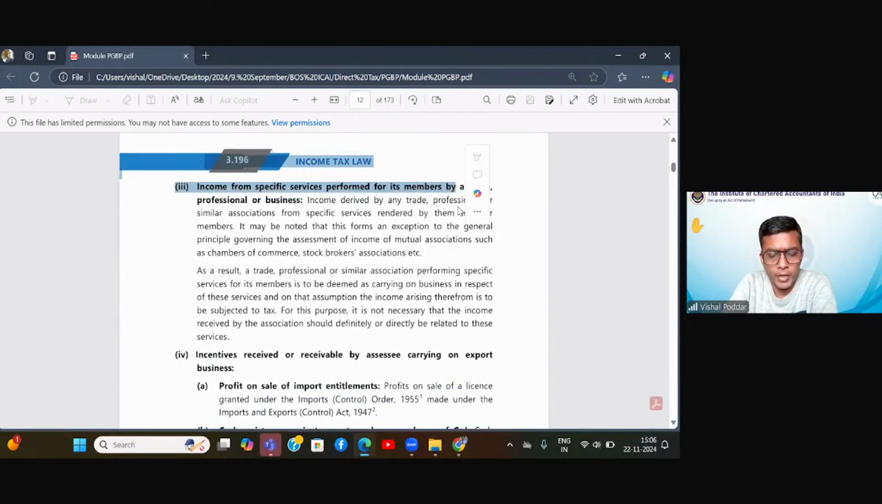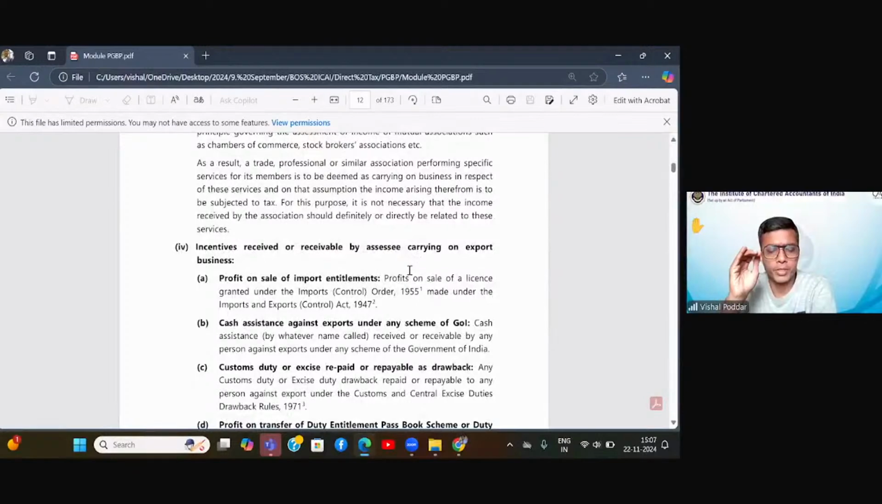Then the next category of income covered under the head PGBP is where you are providing some services to your members, like our institute. Now, we all are members of our institute. When the institute is providing us any services, and for that the institute is charging some fee, some subscription amount, some annual amount, that is what is taxed under this head. Our institute is a professional body. So where any trade or professional or similar association is performing any specific services for its members, and for that purpose it is charging any type of fees.